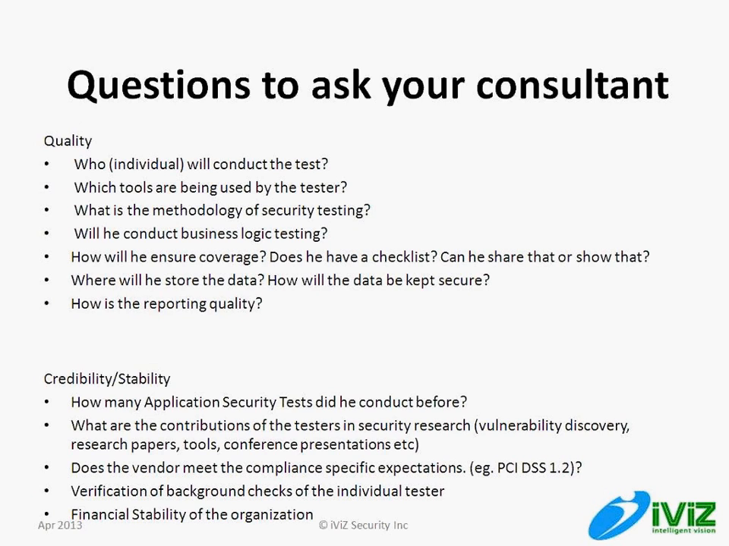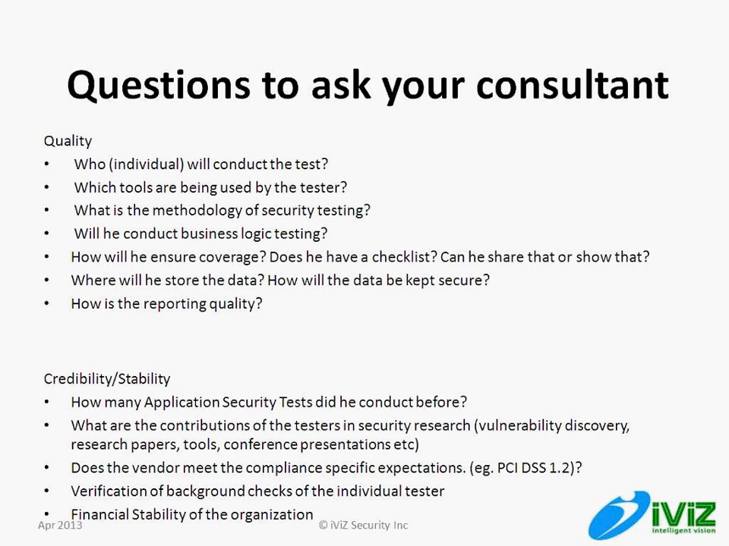It's not a great idea to be dependent on an individual, even if he's great, because it depends on his mood. If he had a bad fight with his wife or his girlfriend just before coming for the testing, he will do a lousy job. So it's very important to see what kind of processes they have. Do they have a checklist which will ensure, despite whatever be the mental condition, the test cases will be covered.